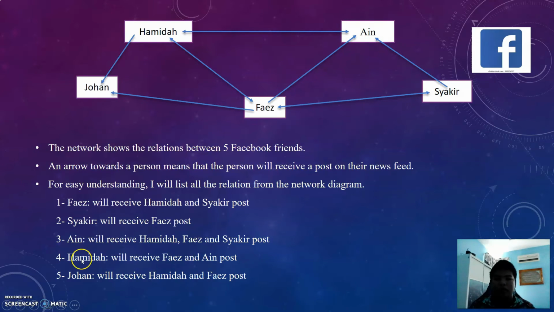For the fourth person, Hamidah. Hamidah will receive Faiz and Ain's posts, which is here and here. And the last person is Johan. Johan will receive Hamidah and Faiz's posts, which is here and here.